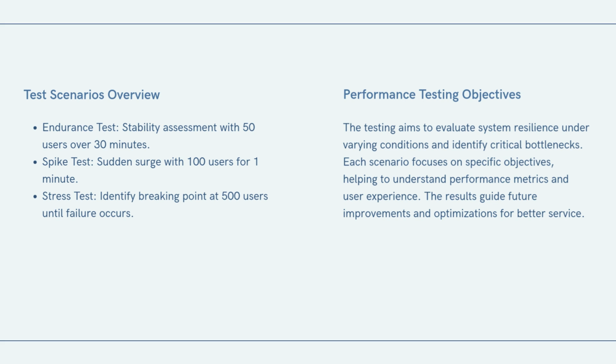So the objective is to evaluate the system resilience of the Blazedemo under varying conditions and identify critical bottlenecks. Each scenario focuses on a specific objective, helping to understand performance metrics and user experience. The results guide future improvement for the site.